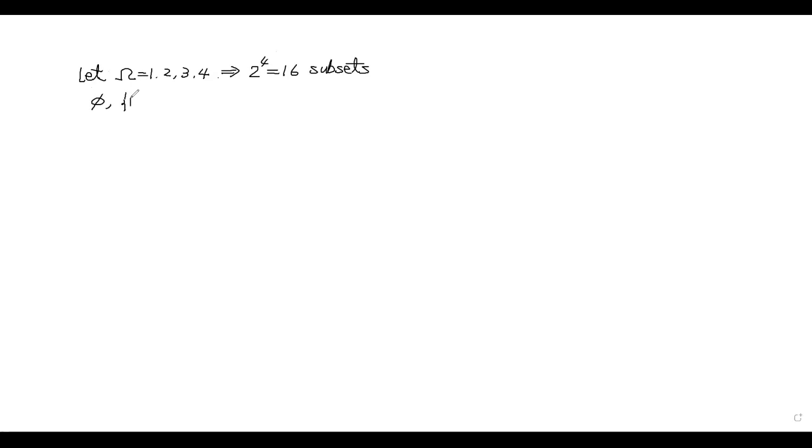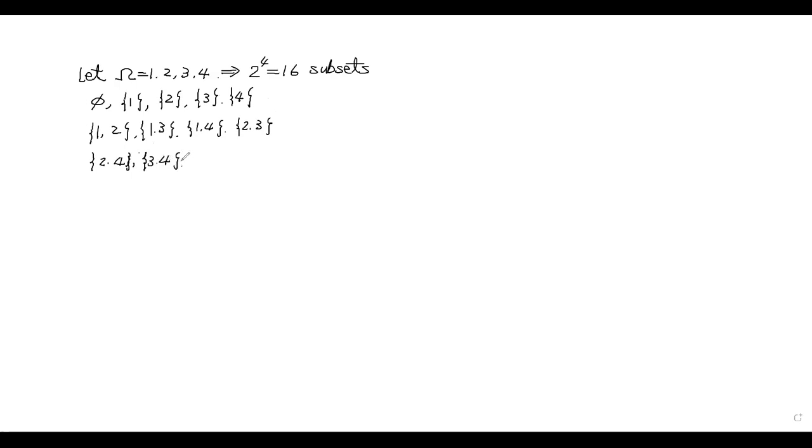Then we have the subsets with only one element: {1}, {2}, {3}, {4}. And then we also have the subsets with 2 elements. So we have {1, 2}, {1, 3}, and {1, 4}. Then we have {2, 3}, {2, 4}, and we have what? {3, 4}. That's right.